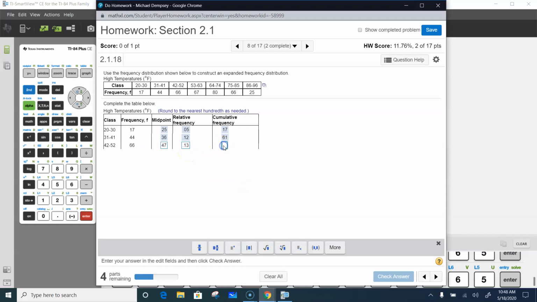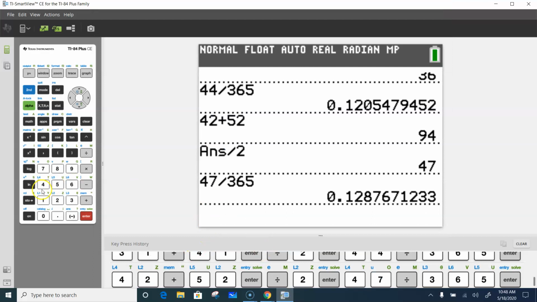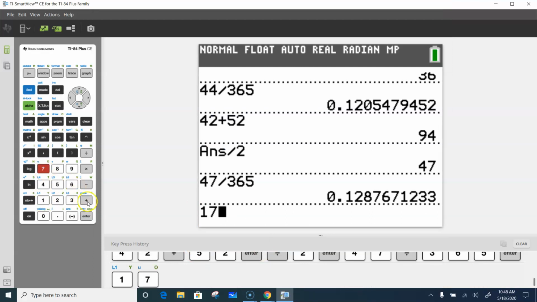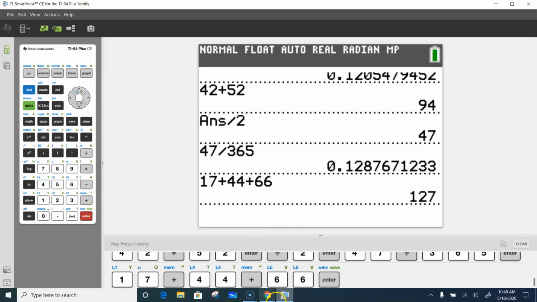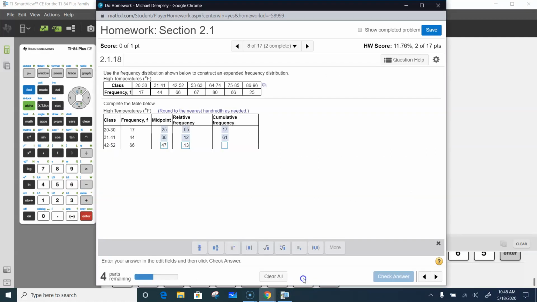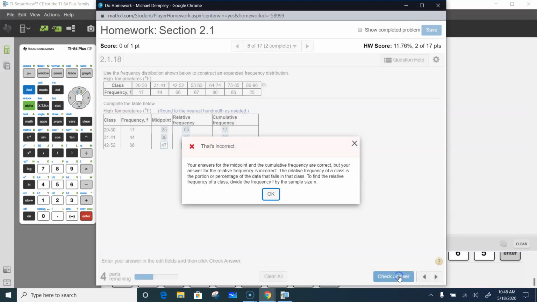And now cumulative, what do we have? We want to add all 3 of these up, right? Or we could just take 66 plus 61. However you want to add the 17 and 44, we know is 61 plus 66. Or just add all 3 up if that's better for you. 17 plus 44 plus 66. I want to add up all 3 of those that have occurred so far, and I get 127. So that's my cumulative frequency, right? Cumulative relative frequency ultimately by the end will add up to 100.